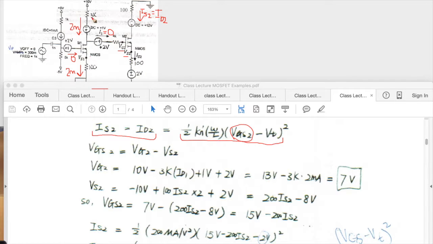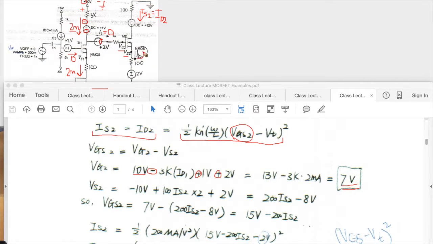So the next thing we need to do is find VGS2, and VGS2 is going to be VG2 minus VS2. And since we know the current going through here, we can take a loop and find VG2. So for VG2, I'm going to take the loop. This would be a plus 10, and then a minus 2 milli times 3K, a plus 1, and then a plus 2, and then there's no current flow in here, so that's 0. So again, that was 10 minus 3K times ID1, plus 1, and plus 2. And ID1 was 2 milli, so we get 7 volts for VG2.